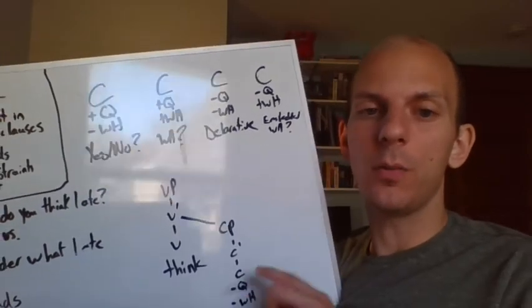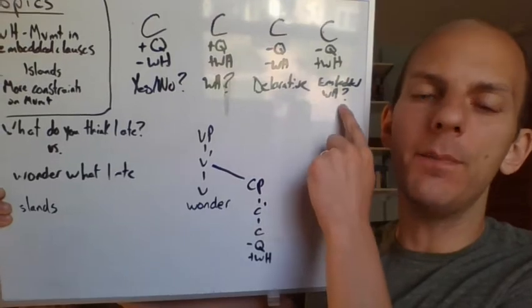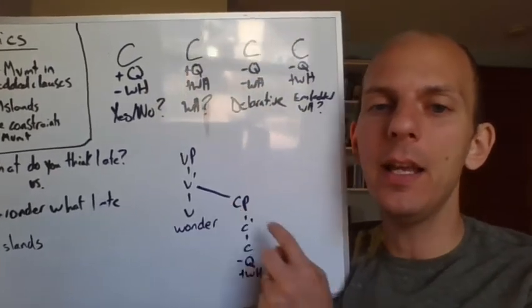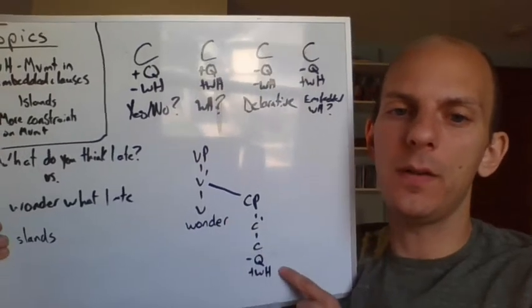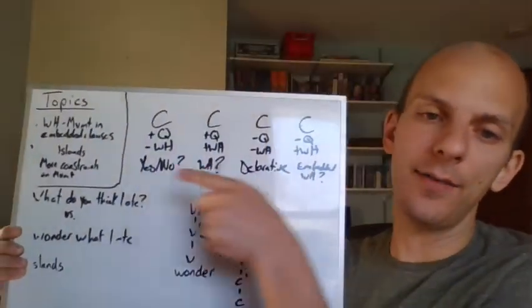Whereas wonder, the verb wonder, selects for a different type of clause to take as its complement. They both take these propositional CPs as their complement, but not the same type. Wonder instead takes a minus Q plus WH. Wonder is going to select for a minus Q plus WH embedded WH question type of clause, like we just saw in I wonder what, right? I wonder what I ate. And we can see the consequences of this because in I wonder what, we know that this plus WH feature is going to draw forth the what to right here, and not have it appear higher.